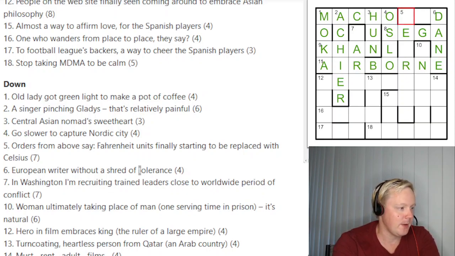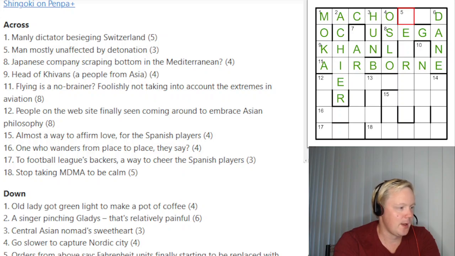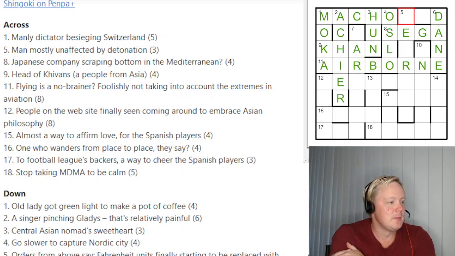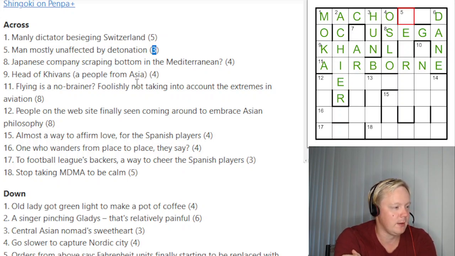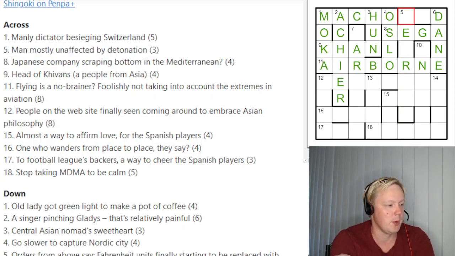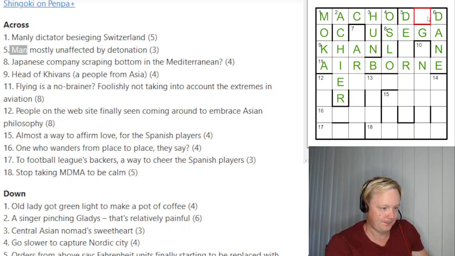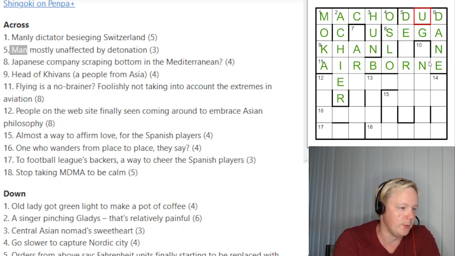Let's see, five across. Man mostly unaffected by detonation. Well, you detonate like an explosive, right? And if it's unaffected when you detonate it, that's called a dud, like if it doesn't explode. Man is a dude, and if you take most of the word dude, you get dud. So that's the wordplay. Remove the final letter from the word dude.